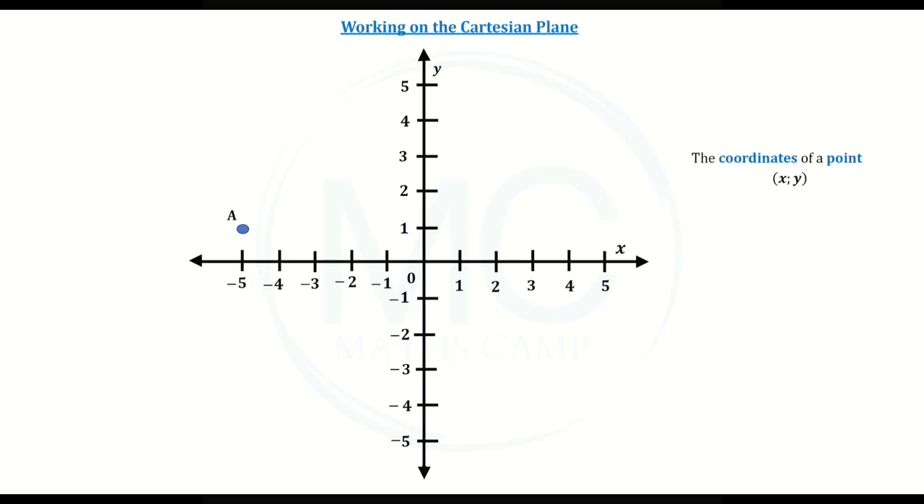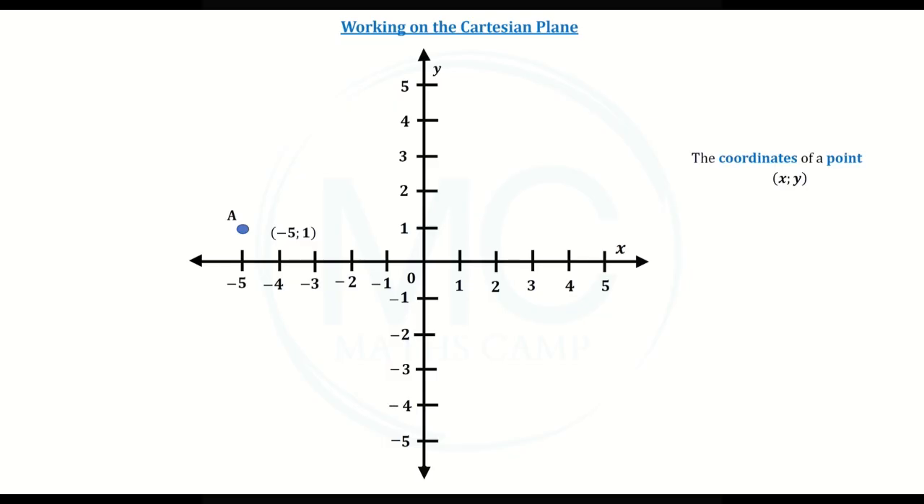To find the position of any point, we always start with the x-coordinate. Here we can see that A is 5 units to the left of the origin, so x is -5. It is 1 unit above the origin, so y is +1. -5 is our x-coordinate, and 1 is our y-coordinate. So we can write down the coordinates of point A as -5, 1.